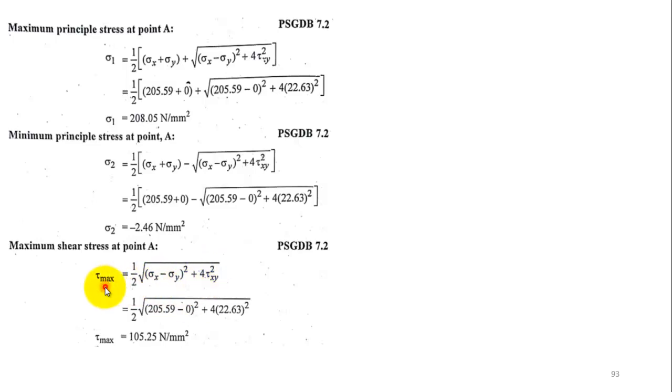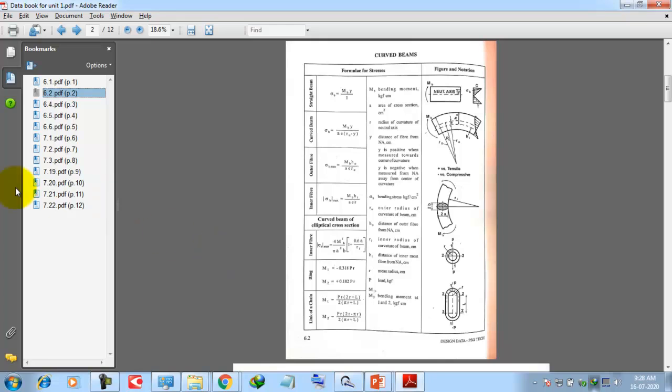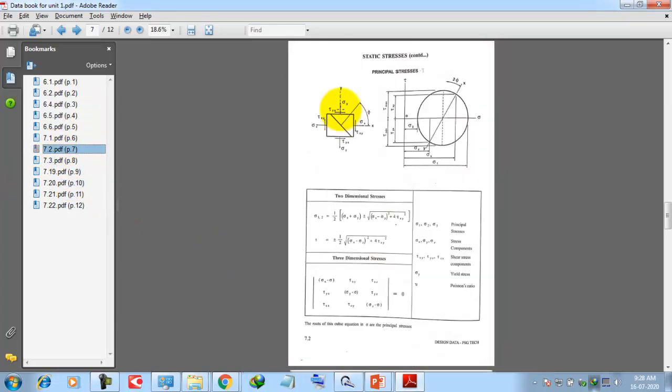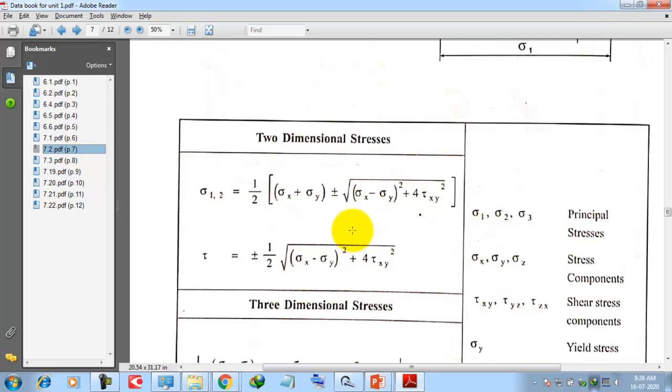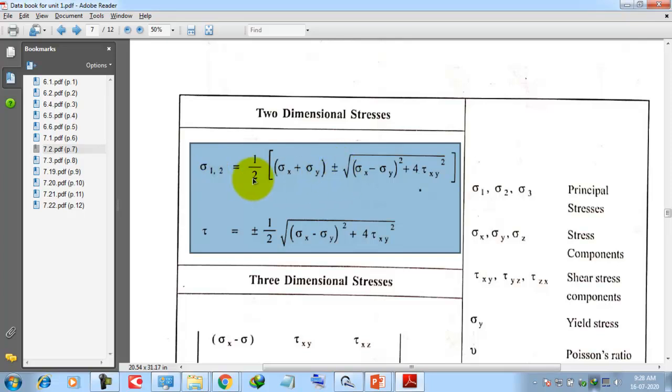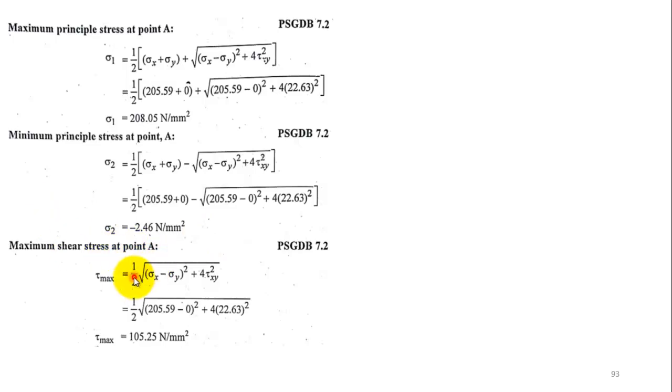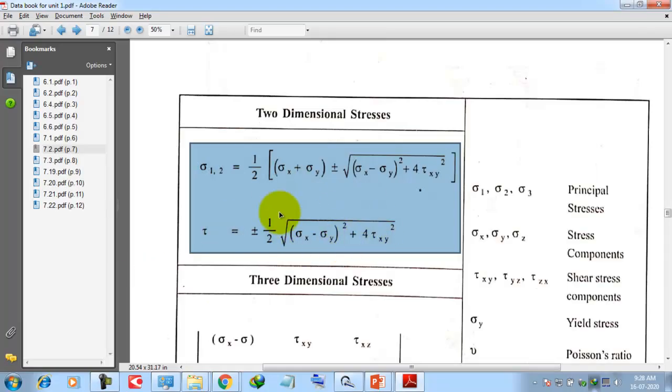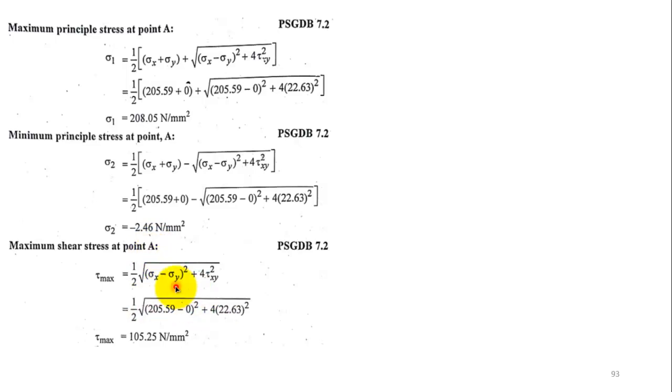Note down this also. Tau max, this formula is available in the data book. Yesterday itself I showed it, and I will show it today also. In 7.2 here, sigma 1, 2 is given, right? For sigma 1 you have to use the plus sign, for sigma 2 the minus sign. This will give you the principal stresses acting at that particular point. This tau will give you the maximum shear stress at that point. So you can use these two formulas and apply them to find the values.